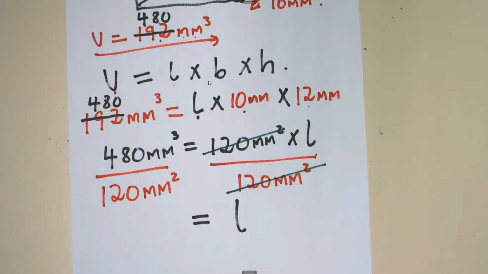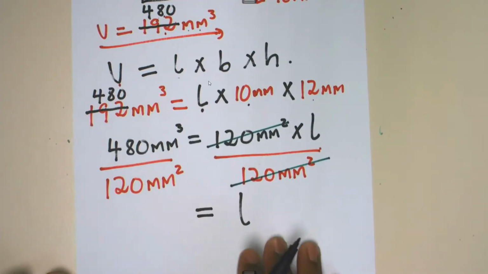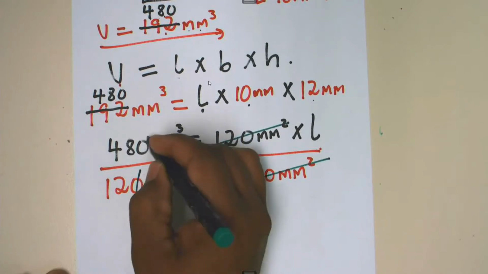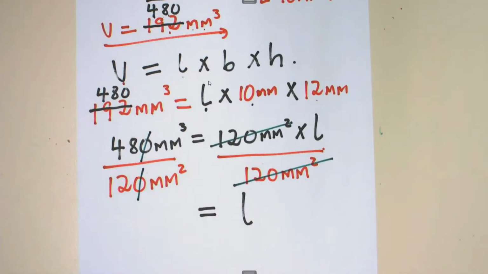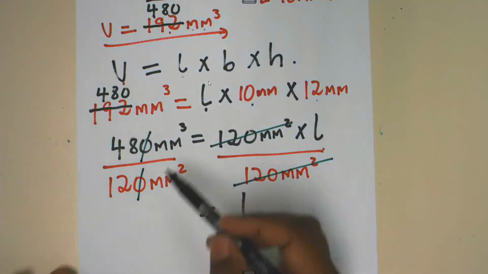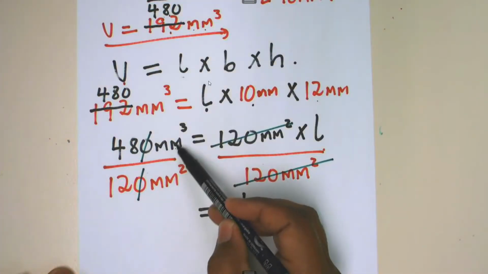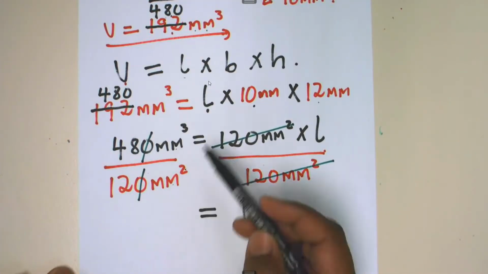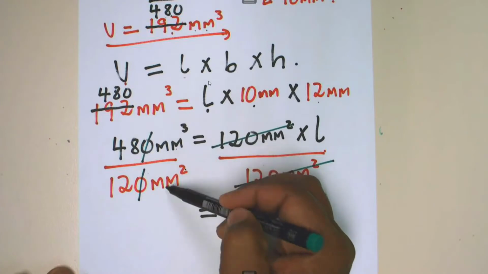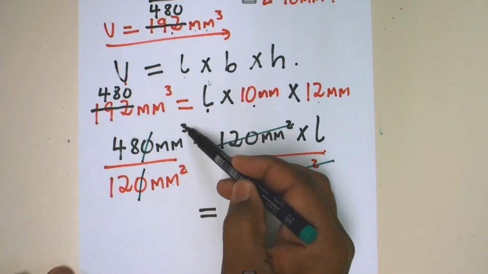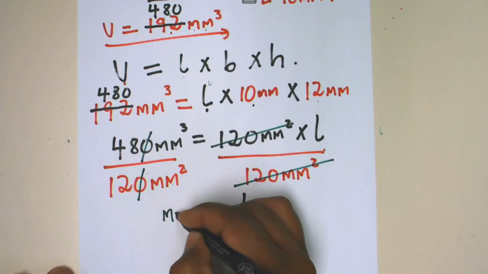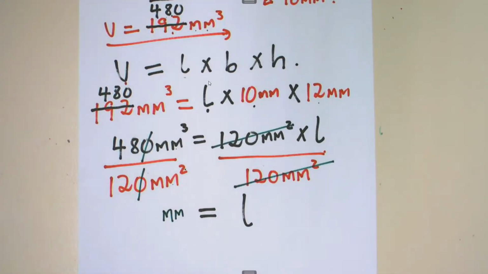Good. Now, can I simplify this one? Let me first simplify this one. I can say 0 take off 0. I'm just simplifying, okay? And then have a look at here. I have millimeters to the power of 3, millimeters to the power of 2, and therefore because the bases are the same, I will subtract 2 from 3. Definitely I'll be left with millimeters to the power of 1.